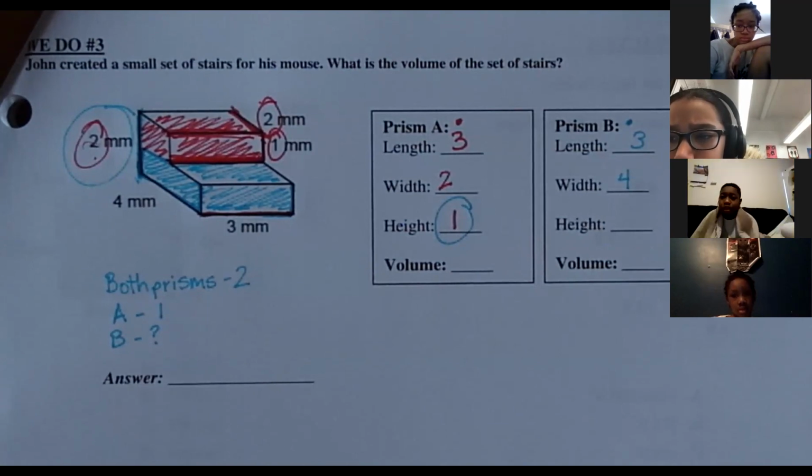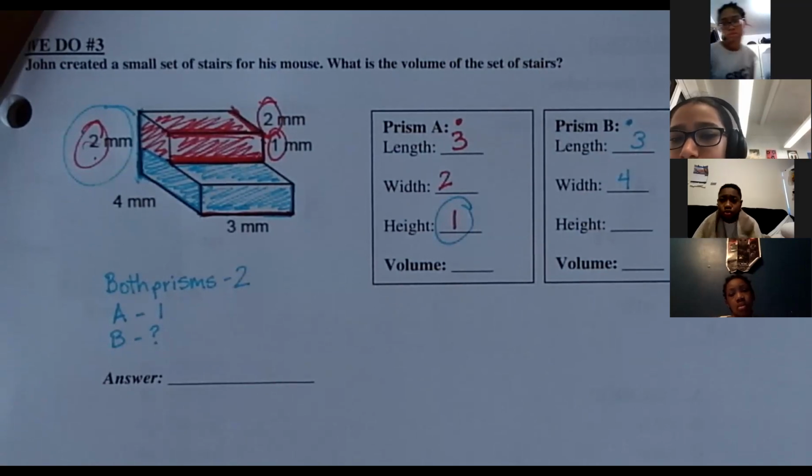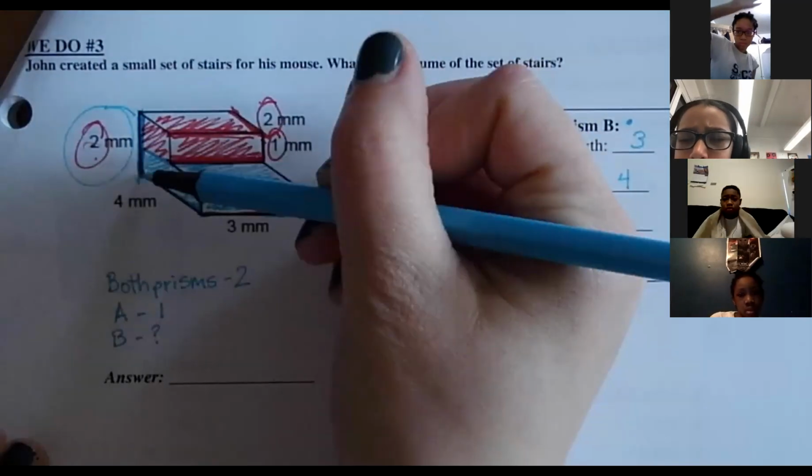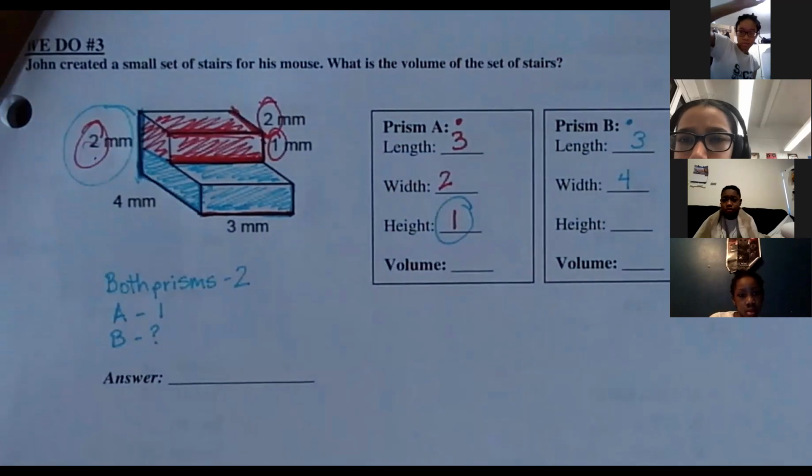If prism A is 1, the prism B is supposed to be 2. No, Kareem. If both prisms are 2 and prism A is 1, how do I figure out prism B? Kareem, stay on unmute. You are not getting off the hook on this.